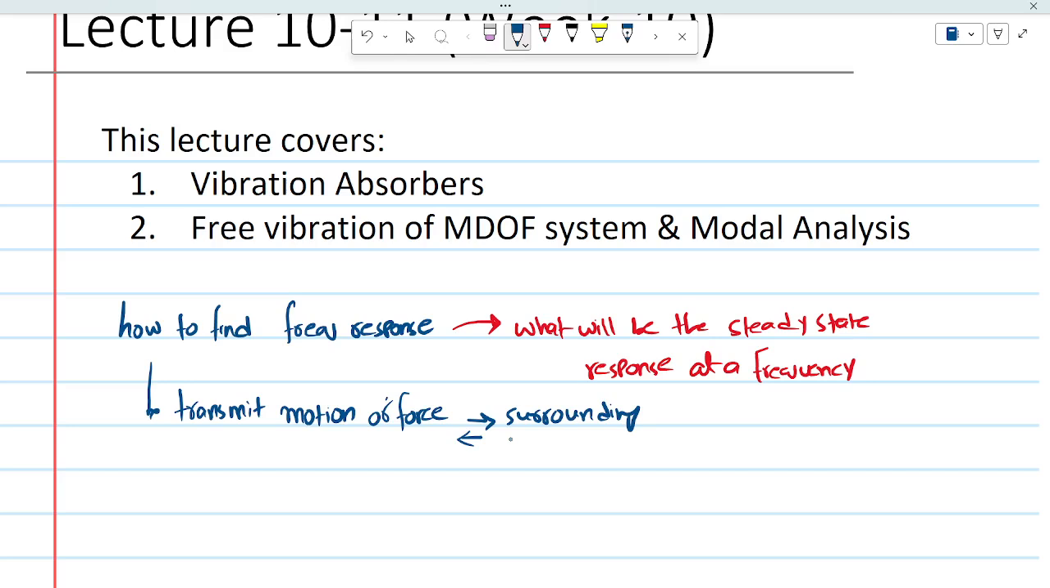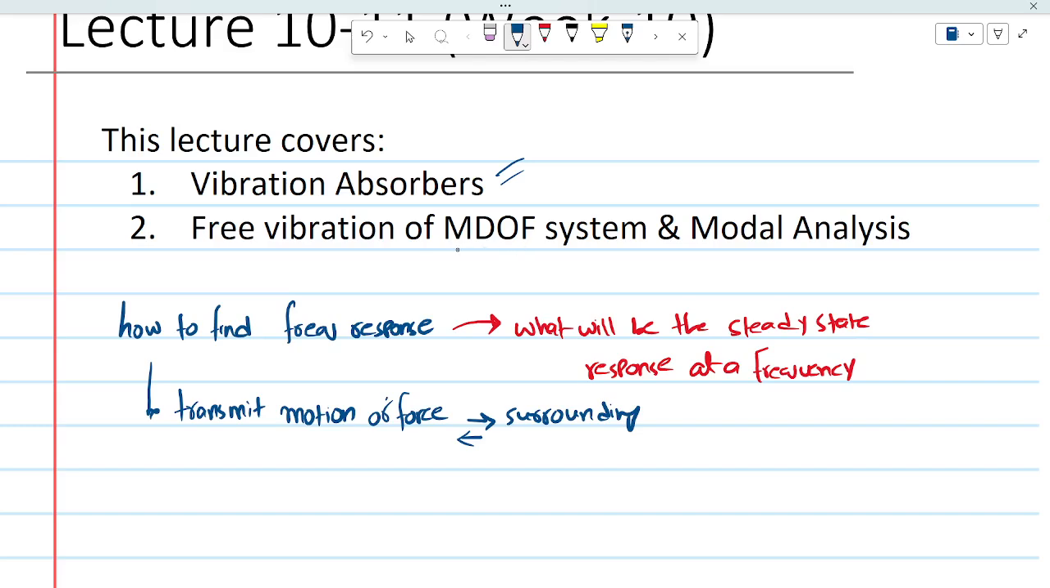Now in this lecture we are going to focus on, okay, we know that the motion is being transmitted to the surrounding. Is it really dangerous? And how to eliminate that. So in this lecture we are going to study about the vibration absorber. Now we know that there's an unbalanced mass in our system, and it is transmitted to the surrounding, maybe to the floor of the factory, to the foundation of a machine. But I want to eliminate that, how to do that.